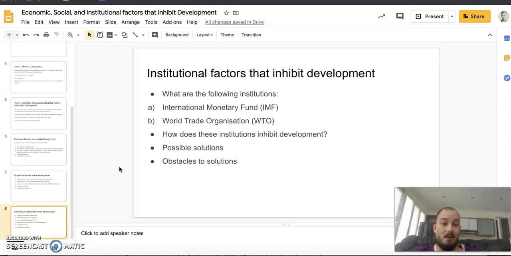And lastly, institutional factors. You need to look at the 2 following institutions, the IMF and the World Trade Organization. You need to give a bit of detail about what these institutions are, and how the policies of these institutions inhibit development. Again, what are possible solutions and what are obstacles to the solutions?